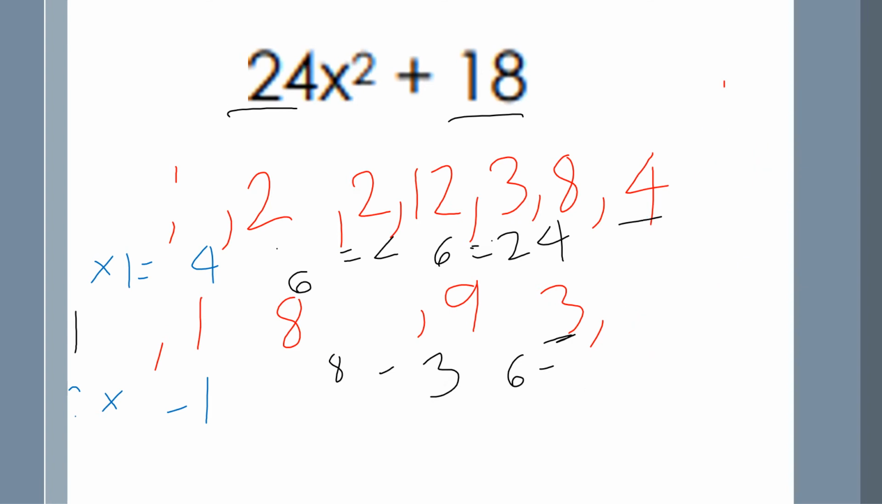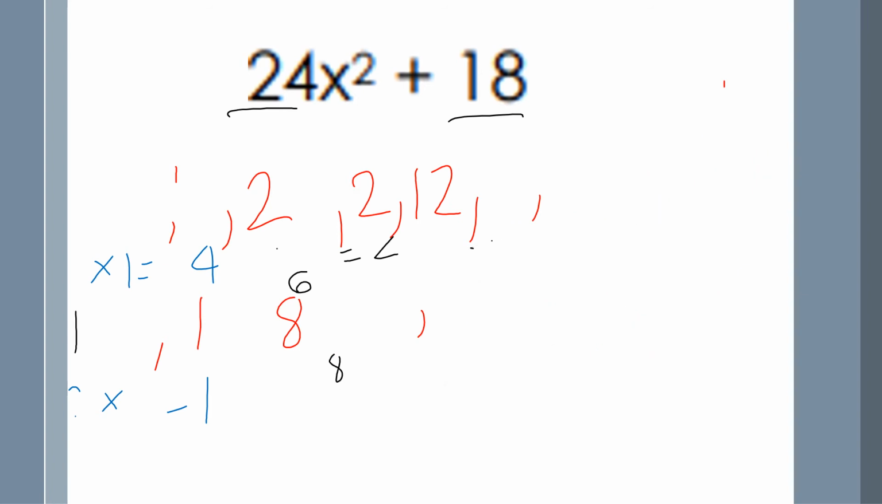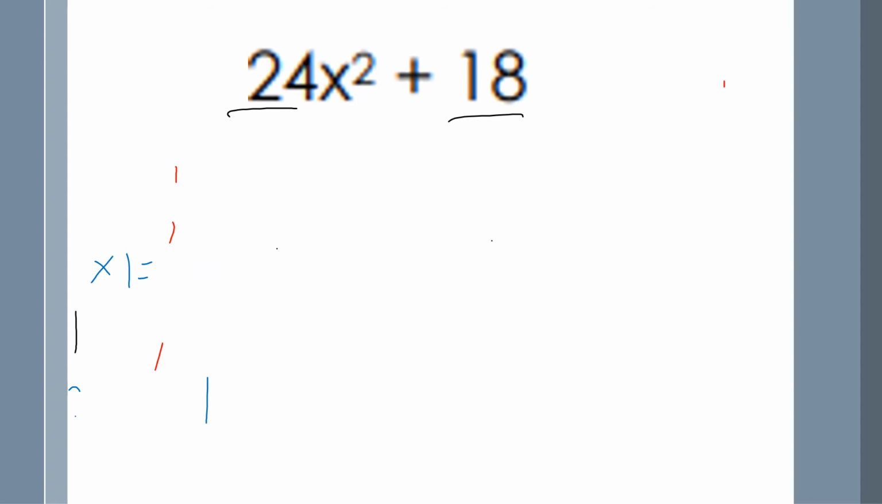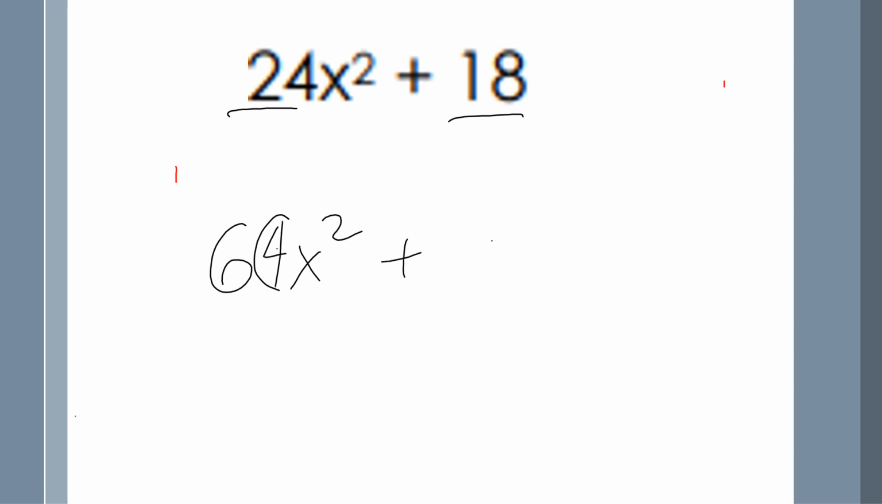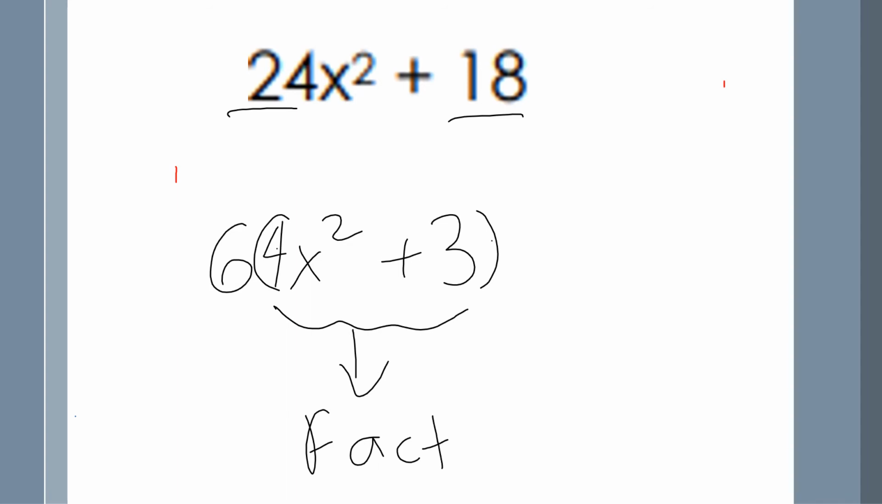All right, erase, erase, erase. So let's go ahead and put our answer together. So we got 6 times the quantity 4x squared plus 3. That's your final answer. This that is inside the parentheses is called a factor. A factor is an expression in the parentheses moving forward.